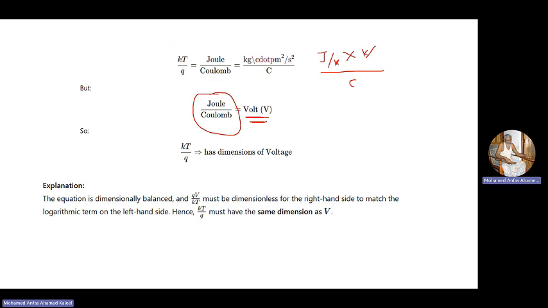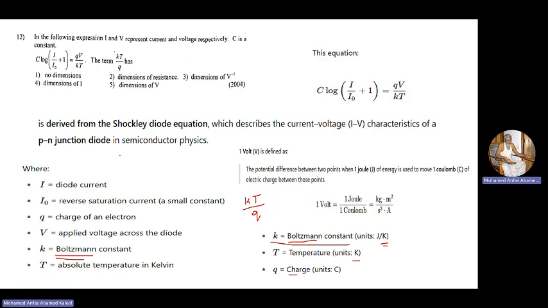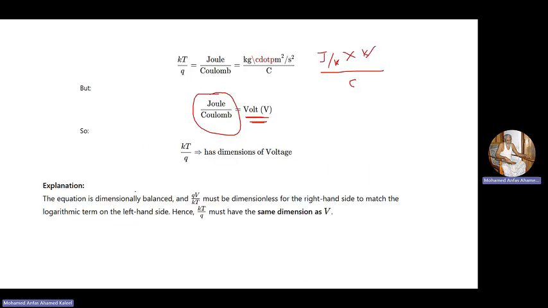So by understanding the equation and these terms, we could derive the dimension of volt. Option number 5 is the answer. Otherwise, if you don't know the terms and the equation, you can still derive the dimension of the term kT over q by dimensional analysis. That is how we will see.